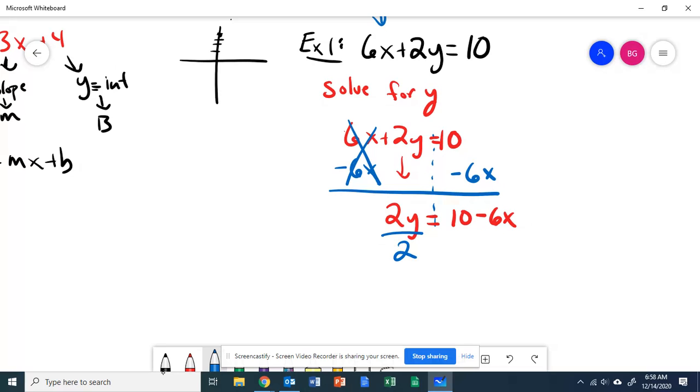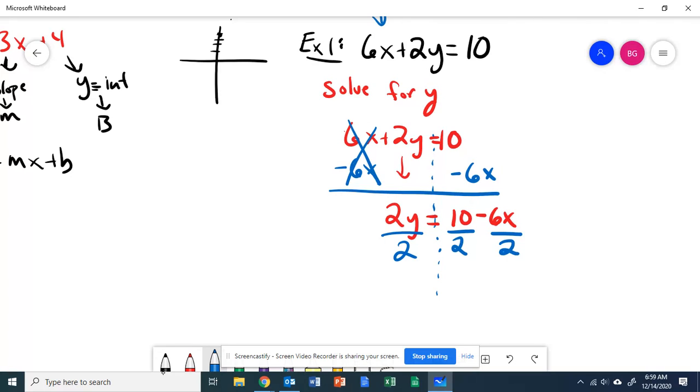To get rid of that, you say, oh, the opposite of timesing y by 2 would be divide it by 2, okay? Now, this is the tricky part here. We divided everything on the left-hand side by 2, which was just the y. So we need to make sure we divide everything on the right-hand side by 2. So I'm going to divide 10 by 2. I'm going to divide 6 by 2. We're not just dividing one piece on one side by 2. We need to divide everything.